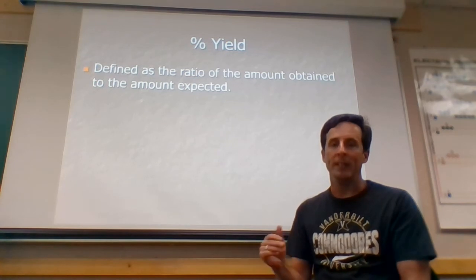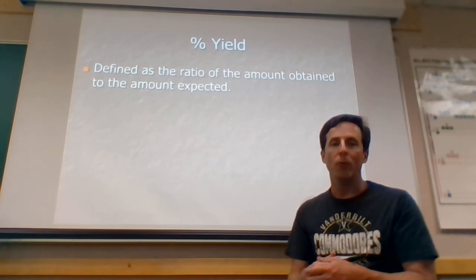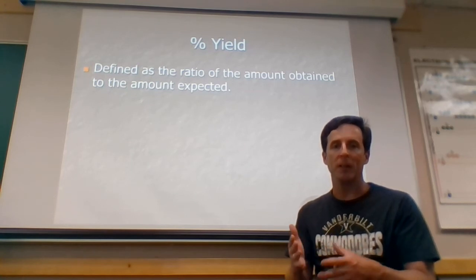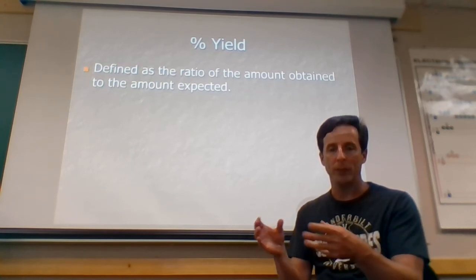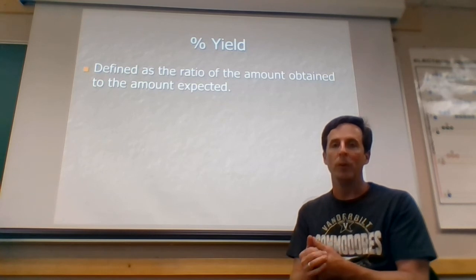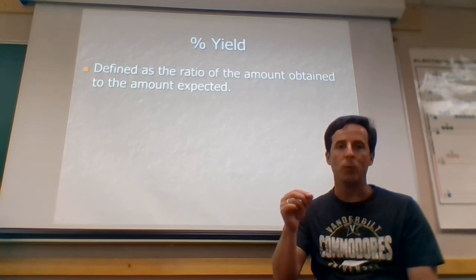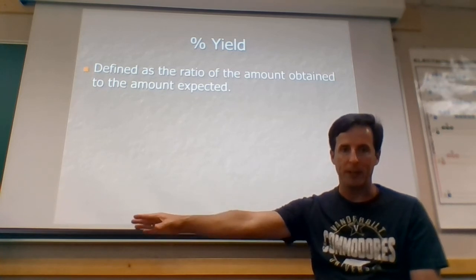That value is a theoretical value. In real life, you're never going to get that much, okay? You're never going to make the full amount that you expect to. So we have 3 terms that we have. The theoretical yield is what we should get. That's what we just calculated.